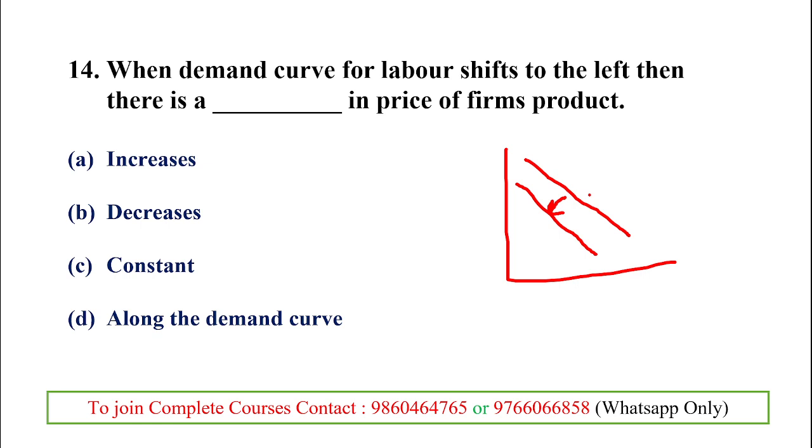of firms. So when the labor demand curve shifts to the left, what happens to the price of the product produced by a firm? The options are increases, decreases, constant, or along the demand curve. You can type the answer for this question in the comment box. And any doubts regarding this question, please ask in the comment box also.